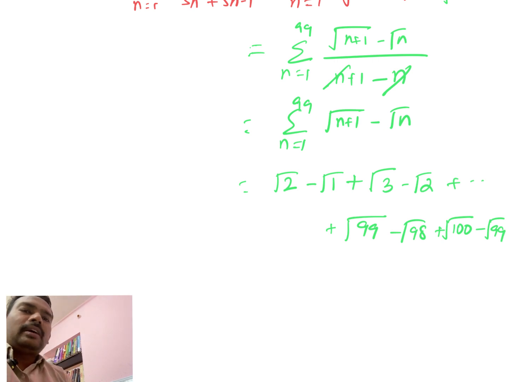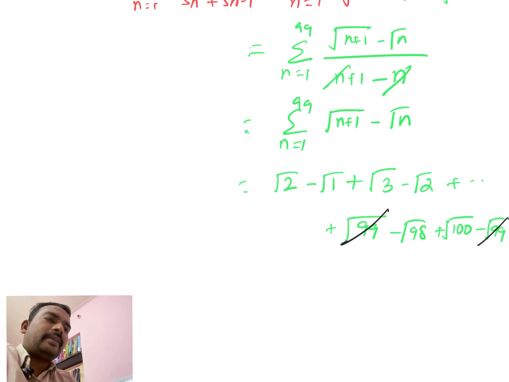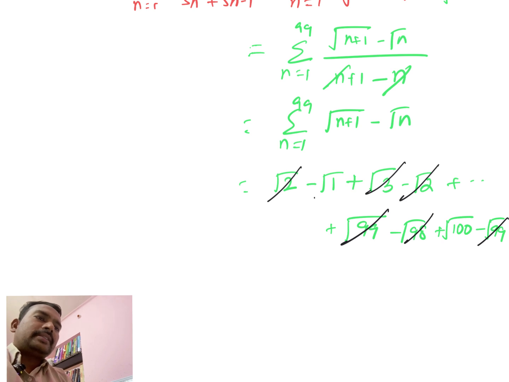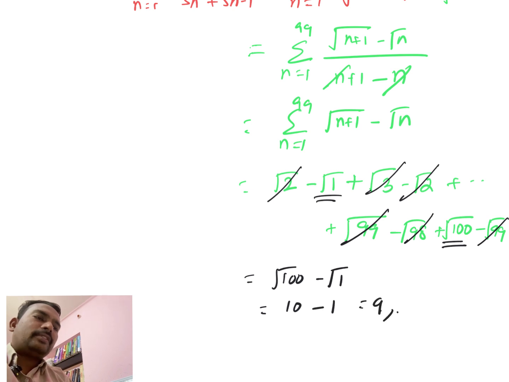Clear? Now you can see clearly, students, which terms will be removed here. Square root 2 minus square root 2 is removed, and square root 3 minus square root 3 also cancels. So everything will be removed except the first term and the last term. Only this is left: square root of 100 minus square root of 1. Square root of 100 is 10, minus 1, 9 is your answer.